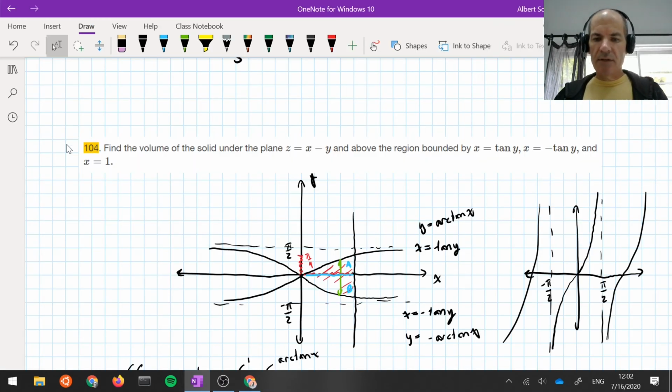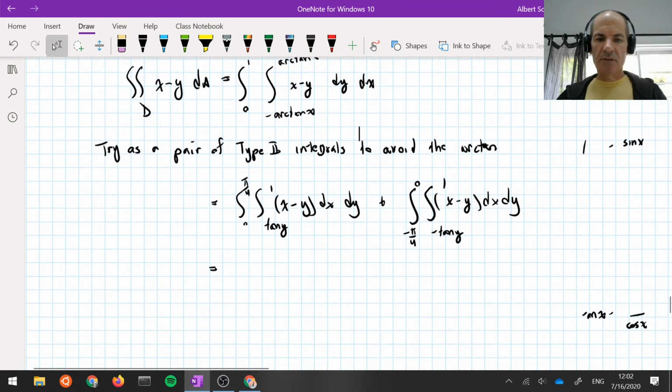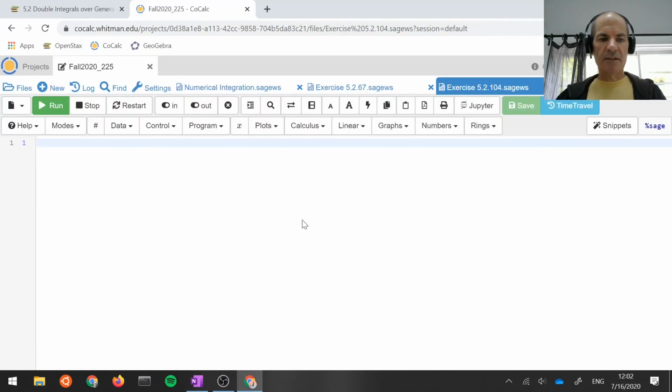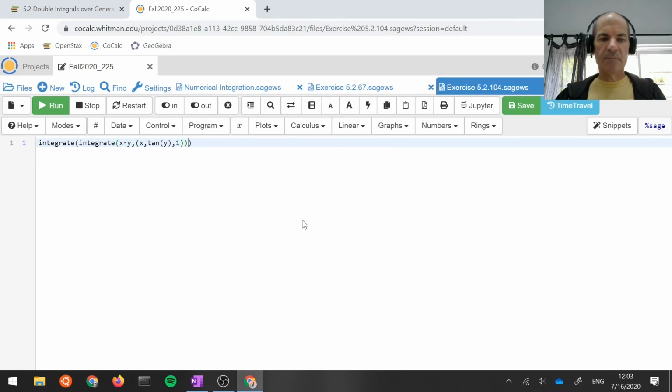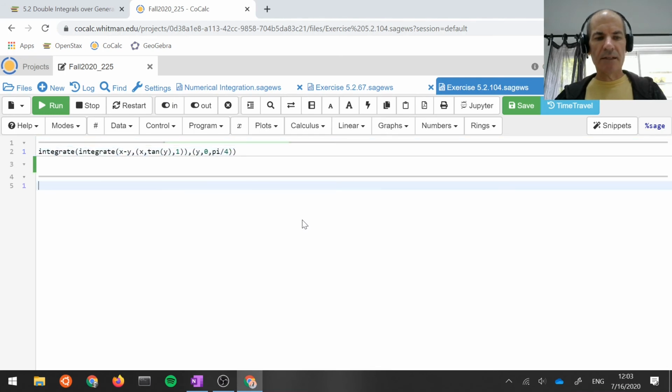All right, let's try to type these integrals in. Let's do the first one. So we're going to integrate, a double integral, and the integrand is x minus y. And we're going to integrate with respect to x first. And we're going to go from tangent of y up to 1. And then we're going to integrate in the y direction from 0 to pi over 4. All right, let's see what that gives us.